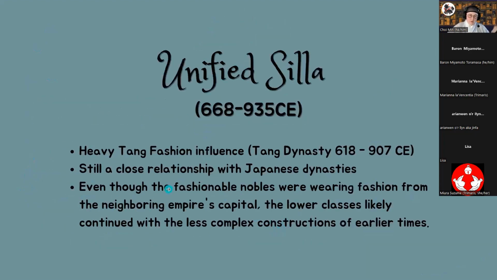So everything was unified in 668, and so for basically the last 300 years of the Silla dynasty is when we have the more heavy Tang dynasty influence, but we're assuming that maybe the commoners or lesser nobles would have kept the easier native construction of clothing.